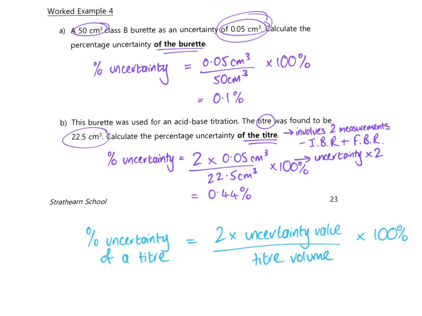If you wanted to make a note of that at the bottom of your page, that the percentage uncertainty of a titre is 2 times the uncertainty value divided by the titre volume, so not the total volume of the burette, times 100%.